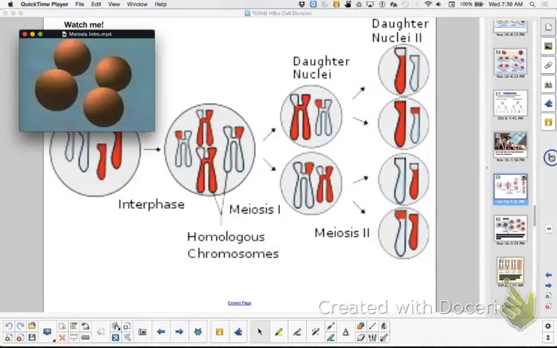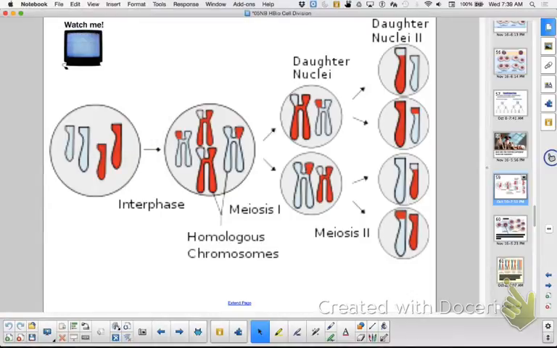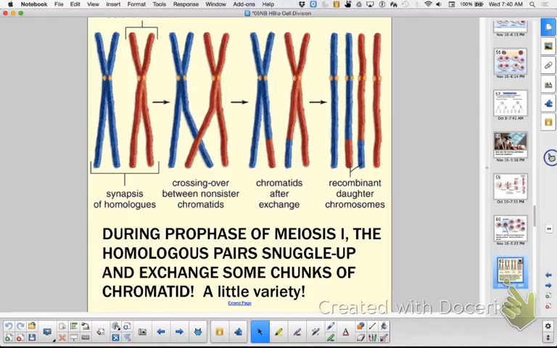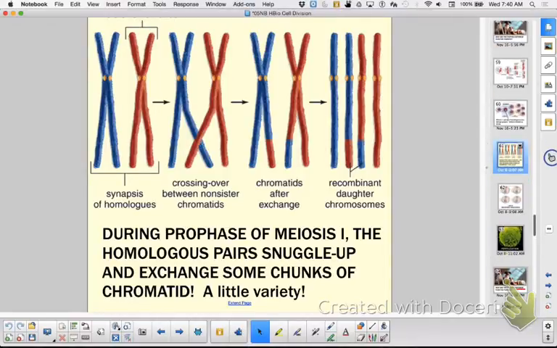Totally 1950s, but I wanted you to see it. So that's one way that you have variety. The second way is how they line up at metaphase. Okay, here we go. So here we can see the homologous pairs, and I don't see any evidence of crossing over in this particular picture, but it's showing you synapsis. And when they do the crossing over, you have exchange of chromatids.